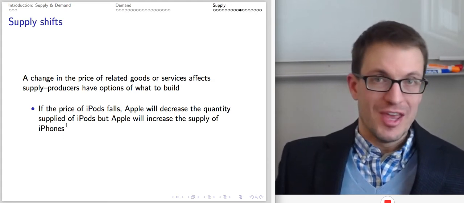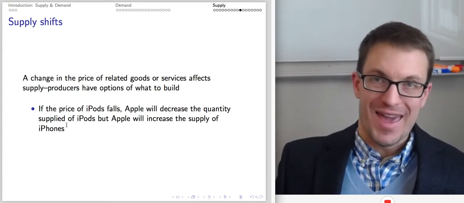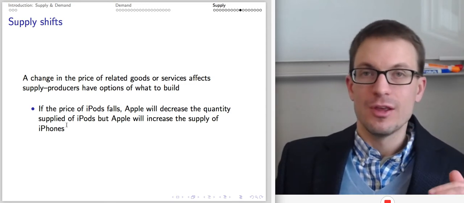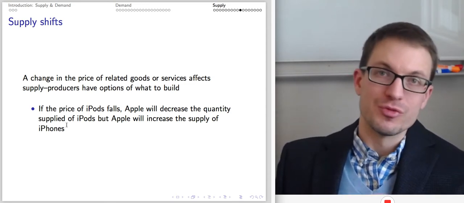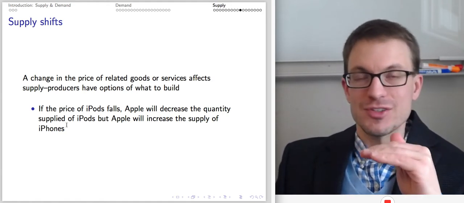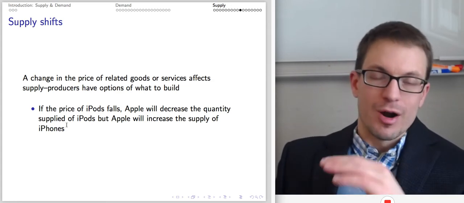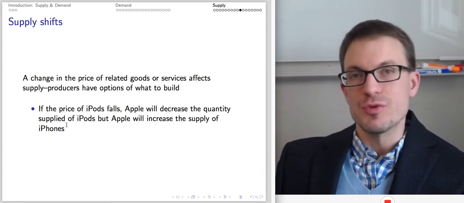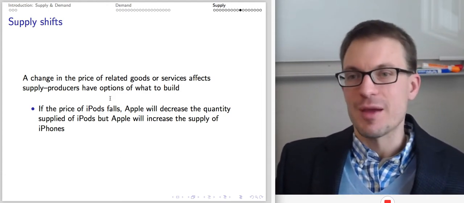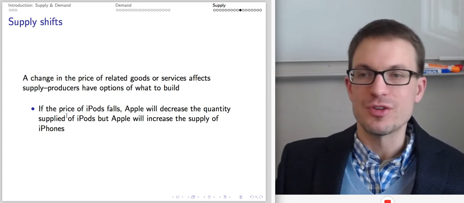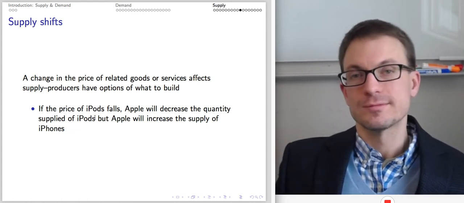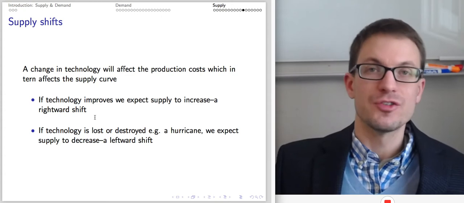So Apple, the same components largely are used for iPods, iPads, iPhones. If the market price of one of those changes, suppose it falls, Apple's going to pull those resources out of making as many of that particular product. We're going to get a decrease in quantity supplied corresponding to the market where the price has fallen, and we're going to move those resources and increase our supply of the other product. So price of iPods falls, we're going to make fewer iPods, a decrease in quantity supplied, but we get an increase in supply for iPhones.